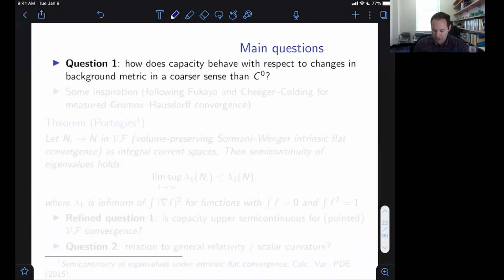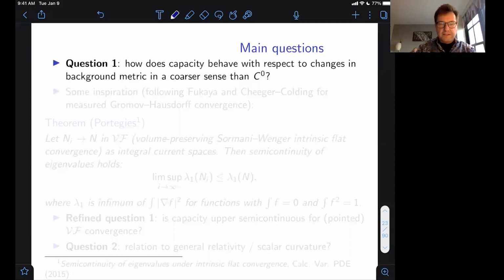Okay, so I mentioned the semi-continuity of capacity with C0 convergence or C0 low convergence. The first question that's going to form the motivation is, how does the capacity behave with coarser changes than that? So something that doesn't even respect metric tensors necessarily, so not even C0 convergence.